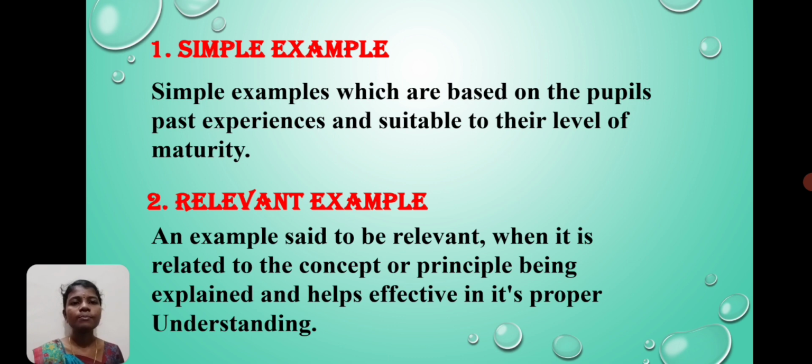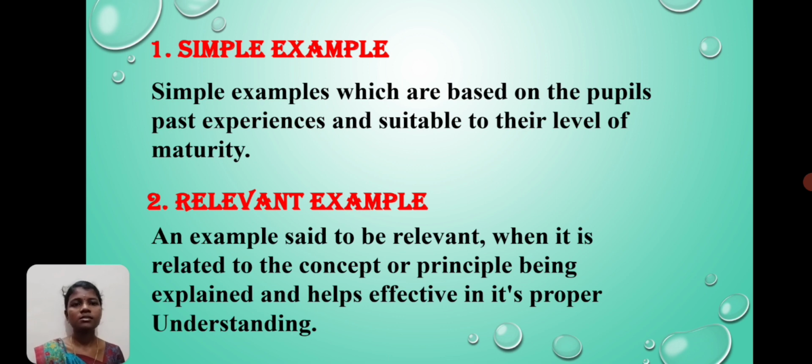The first one is simple example. The example given by the teacher should be simple, according to their age level and suitable level of maturity. Then only the students will be able to understand the example. If a teacher uses an 8th grade example for 6th grade students, the students cannot understand the example easily. It makes it difficult for them to understand the example and the concept.